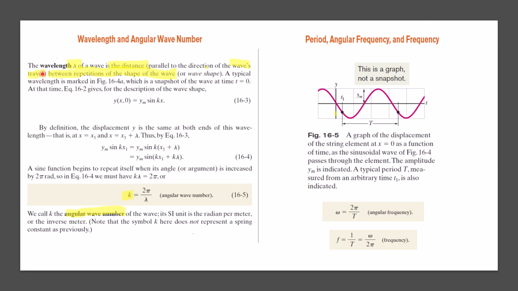Also, we have the wavelength of the wave. It's the distance between repetitions of the shape of the wave, or wave shape. Next is the angular wave number with the symbol k. k equals 2 pi over lambda. k is the angular wave number of the wave. Its SI unit is the radian per meter.